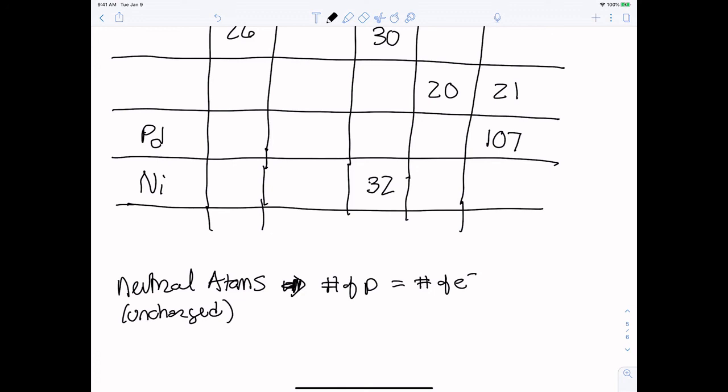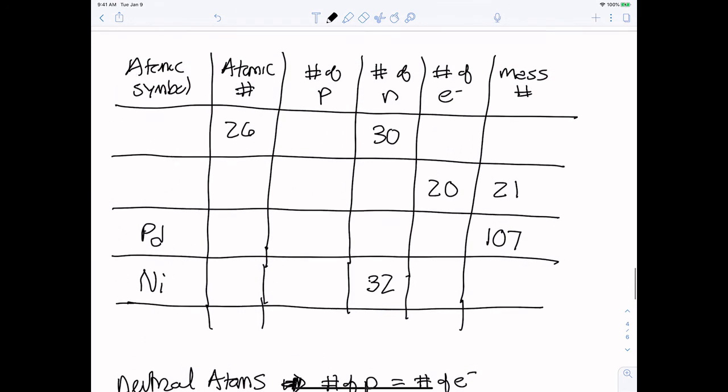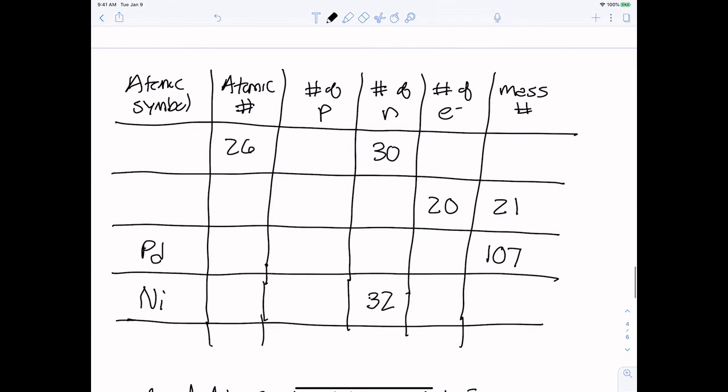Charged atoms are called ions, and then those two are no longer equal. We can gain or lose electrons. Remember, we can't gain or lose protons because then it's something different. It would be charged, but it wouldn't be the same type of atom. It would be something entirely different. So we can change the number of electrons, we just won't do that yet. So we're going to assume right now that they're all neutral.